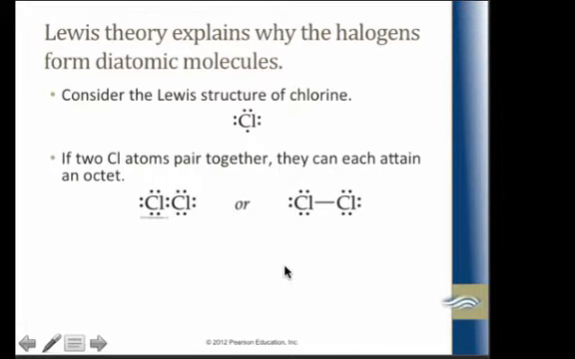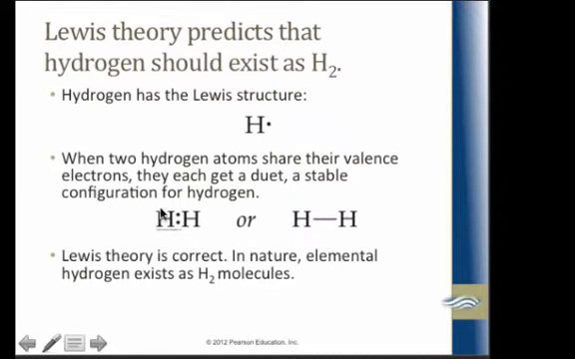The Lewis theory explains why the halogens exist as diatomic molecules. You see here a single atom of chlorine, but if it would couple up with another chlorine atom, they can share and each have an octet. All the halogens do this. So does hydrogen. Hydrogen's complete with a duet, 2 hydrogens together, so we see H2 molecule in nature.